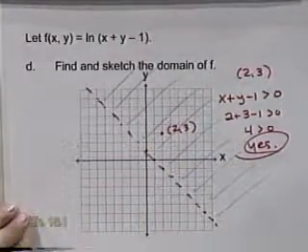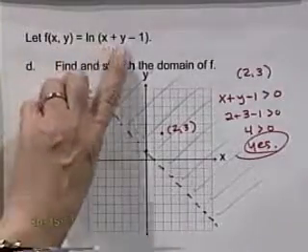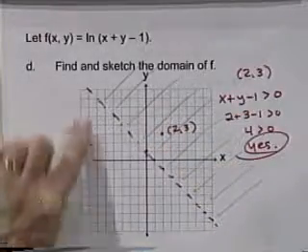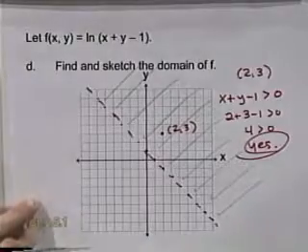And that's what my domain was going to look like. This function, natural log of x plus y minus 1, is only defined for these values. If you pick any point on this side, you'll get the log of a negative, and the function's undefined.